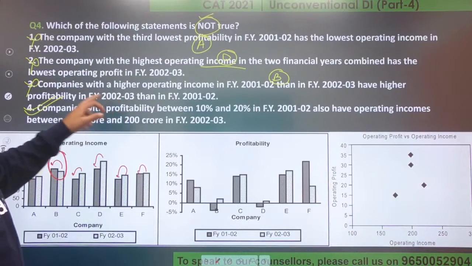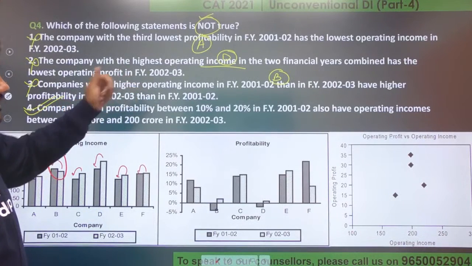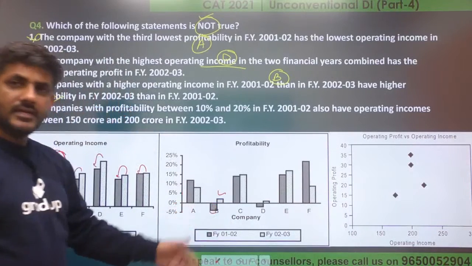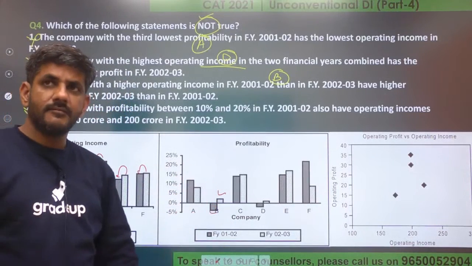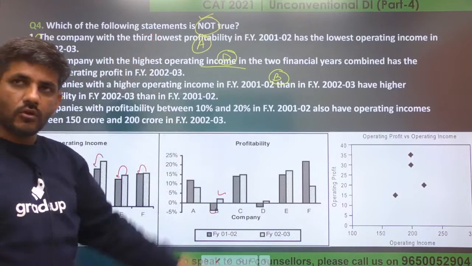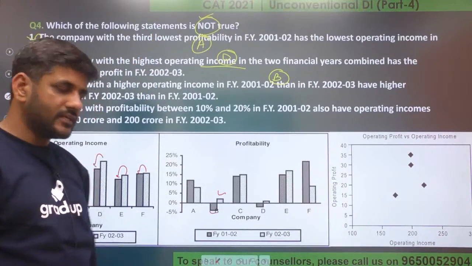About B he says they have higher profitability in 2-3 than 1-2. उनका 2-3 का profitability 1-2 से higher है, पक्का ही ज्यादा है. This is positive, this is negative. So this statement becomes true. Question was asking not true, so therefore we gave the fourth option as the answer.